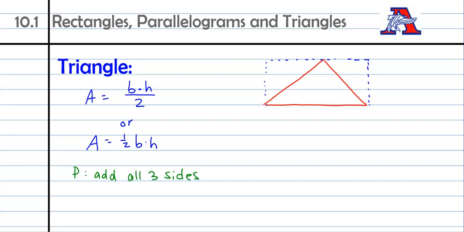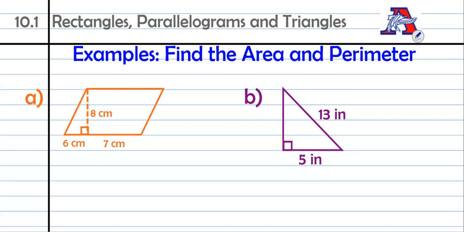And if we go back to our diagram, our base is again one of your sides. It really doesn't matter which one you choose, but then your height needs to be perpendicular to your base. That's your height there. So B is still base, H is still height. Big thing is that H is perpendicular to B. Make sure that that happens. All right, so we're gonna do a couple examples here. We'll do a parallelogram and a triangle, and we're finding the area and perimeter of each.